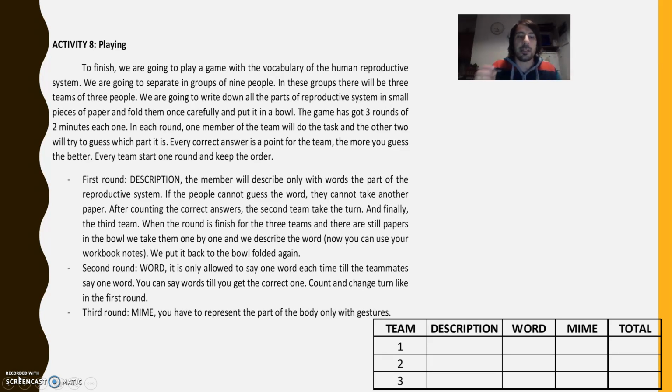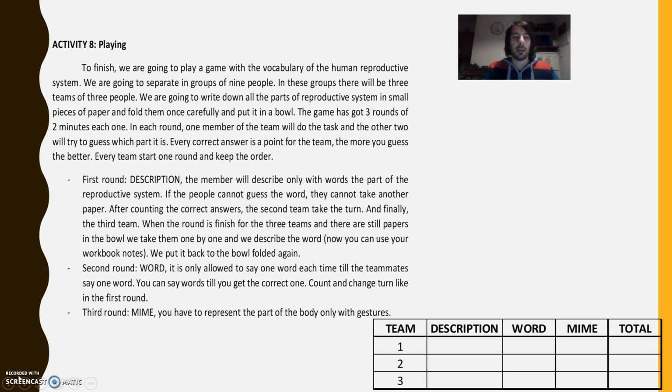And the first round is description. The first team will choose one teammate that has to describe the name or the part of the reproductive system, and the other 2 have to guess. They have 2 minutes. When the 2 minutes finish, it is the turn of the other team. And after that, they have to do the second round.